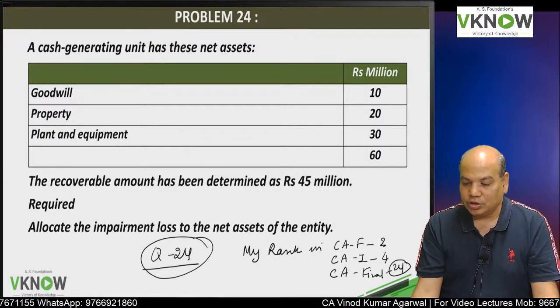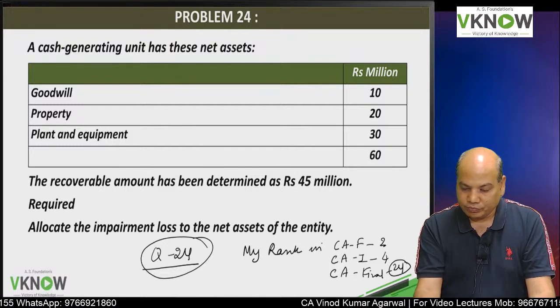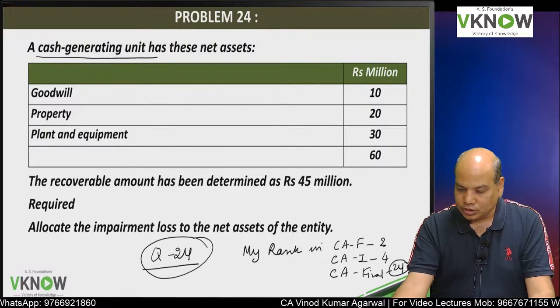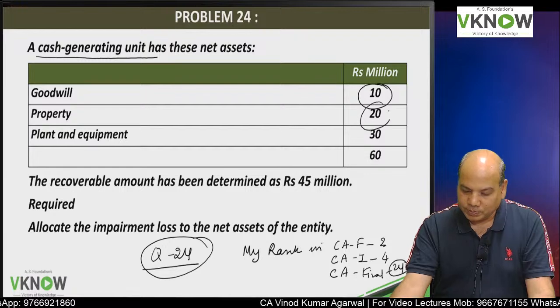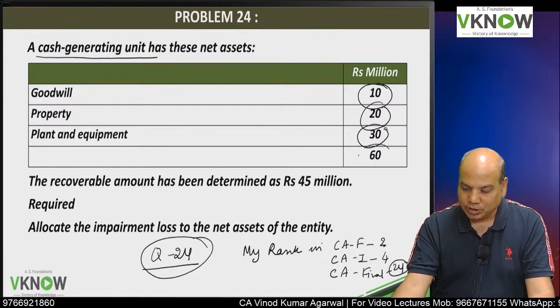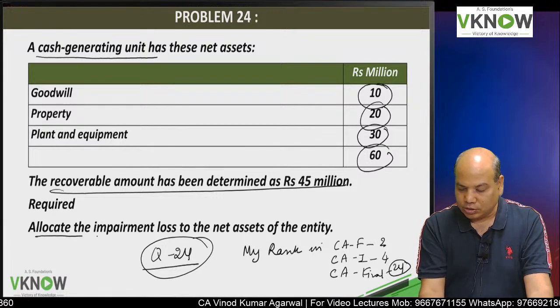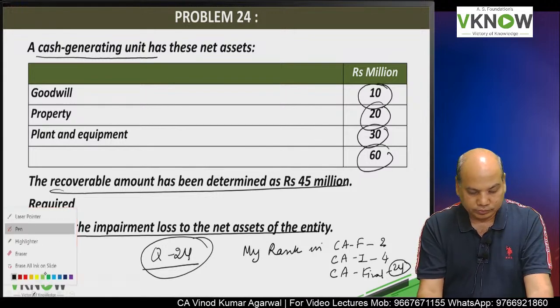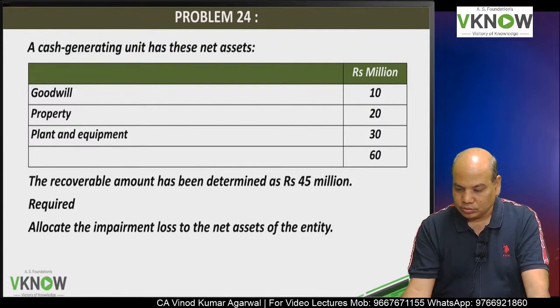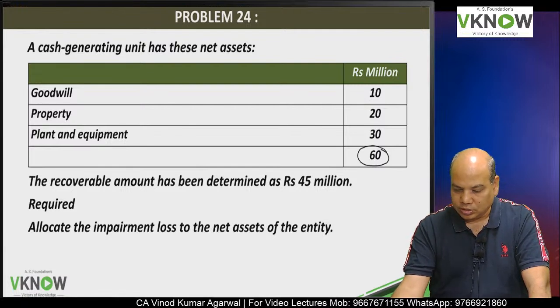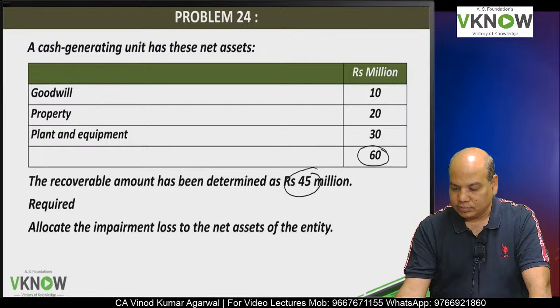Question number 24. A cash generating unit has this net asset. This is the CGU. It has got goodwill, property, plant and equipment, total 60. Recoverable amount is 45. Allocate the impairment loss. So what I'll do, 60 is compared with 45.